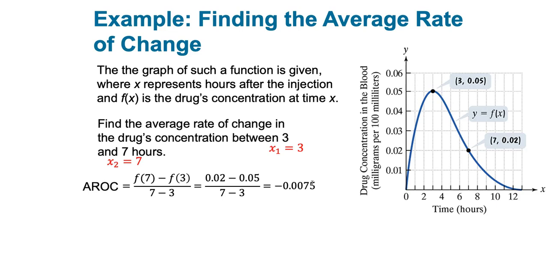Does this make sense based on what we see in the graph? Yes. Between x equals 3 and x equals 7, the function is decreasing, which means we would expect to have a negative average rate of change.